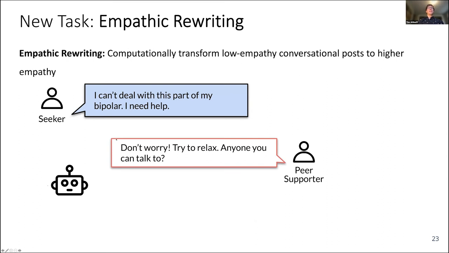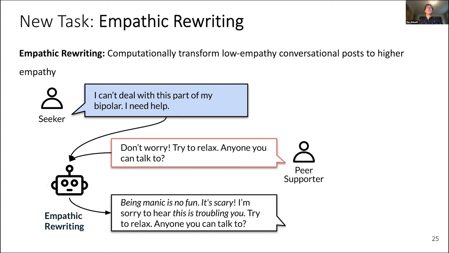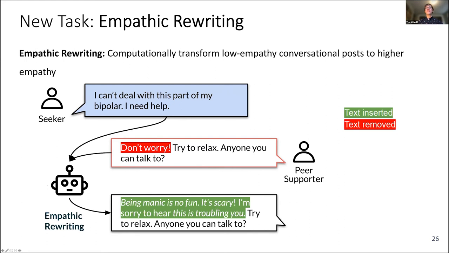Here somebody says, "I can't deal with this part of my bipolar, I really need help." Somebody might say, "Don't worry, try to relax, is there anyone you can talk to?" And this "don't worry" can be challenging in the context of empathy. Clearly the person is already worrying and this can easily come across as invalidating. What if we could rewrite this to, for instance, something like "Being manic is no fun. It's actually really scary. I'm really sorry to hear that this is troubling you." And then keep part of the rest of the response.